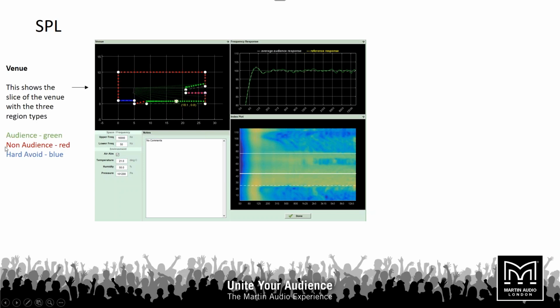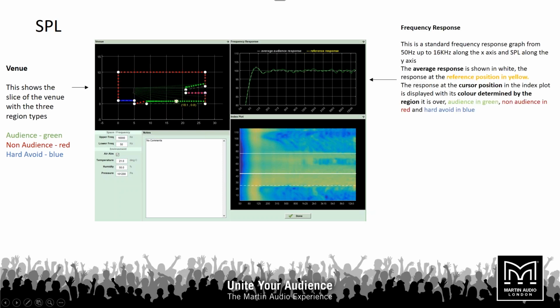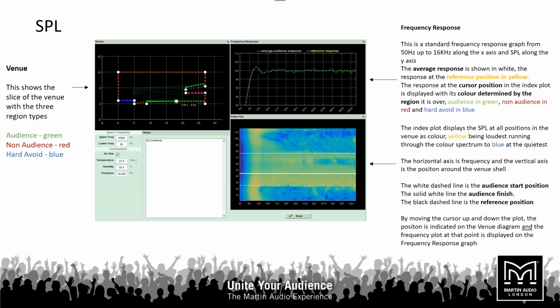So we have the 3 types of regions also displayed here. We have audience, non-audience, and hard avoid. And this is a standard frequency response graph from 50 Hz to 16 kHz along the x-axis and SPL along the y-axis. The average response is shown in white, the response at the reference point in yellow, the response at the cursor position in the index is displayed with its colors determined by the region it is over, audience in green, non-audience in red, and hard avoid in blue.